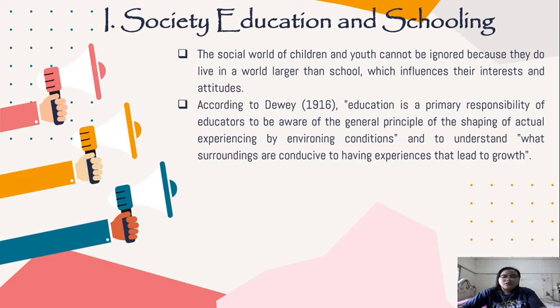I just wanted to clarify that most of the time, the terms education and schooling are considered synonymous, right? But in reality, a society that has no formal schools can still educate young people. It can be through the child's observation, stories from other people, imitation of their parents, elders, and the like. Here, we emphasize that education is a primary responsibility of educators.